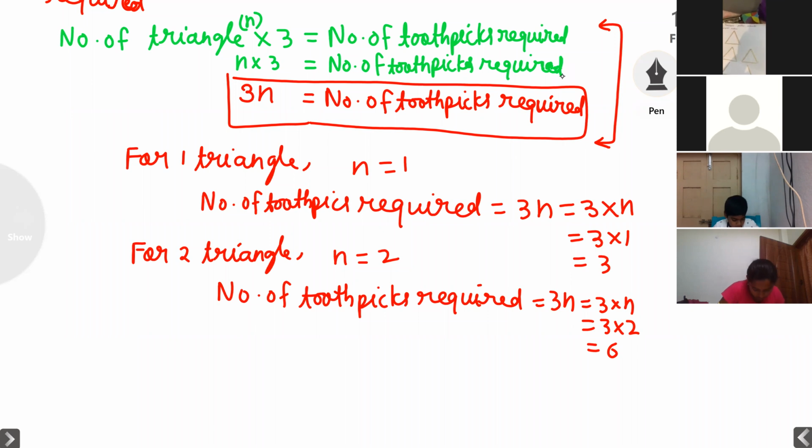Yes, very good. But why have you given a gap? First triangle, second triangle. No need to give that much gap.